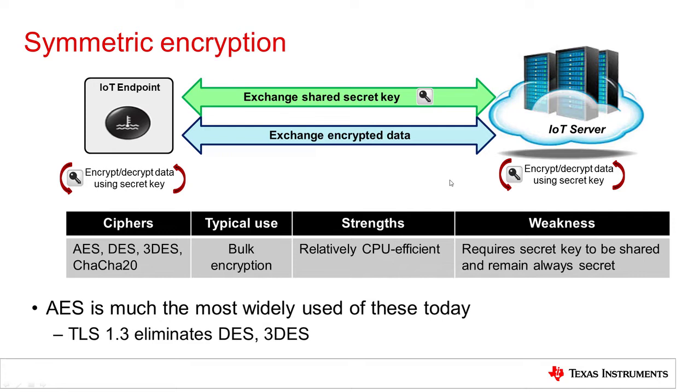The key weakness, of course, of symmetric encryption, which you may have already realized, is you have to exchange the secret key between the endpoint and the server. And the question then becomes, how do you get that key from one party to the other without it being intercepted by an attacker who can then decrypt all subsequent traffic? We'll explain approaches to exchanging this key in a safe manner later on in this section.